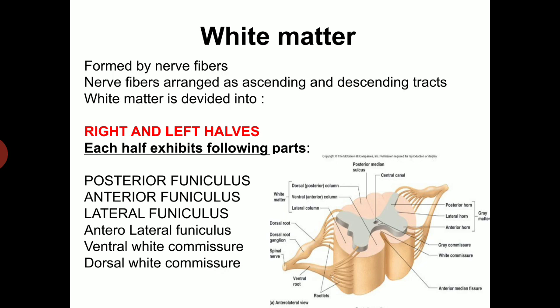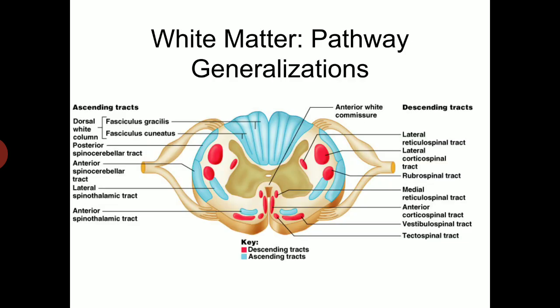White matter, as we know, is formed by nerve fibers arranged as ascending and descending tracts, and it is divided into right and left halves. Each half exhibits the following parts: posterior funiculus, anterior funiculus, and lateral funiculus. Now, the presentation of white matter.